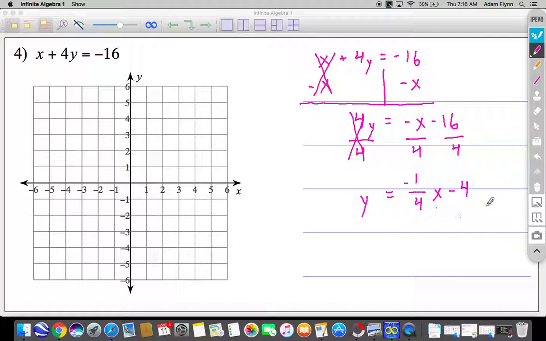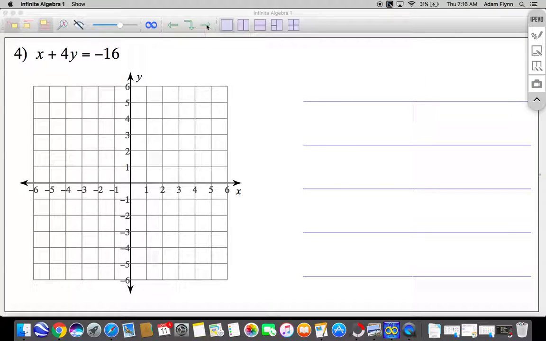So I'll start my line at my y-intercept, negative 4. My rise is negative 1, so I'll actually go down 1, and my run is 4, so I'll go to the right 4. And then I can go up 1 and to the left 4. And because this line goes from negative infinity to infinity, I will put arrows. Okay, 2 left. On to number 5.